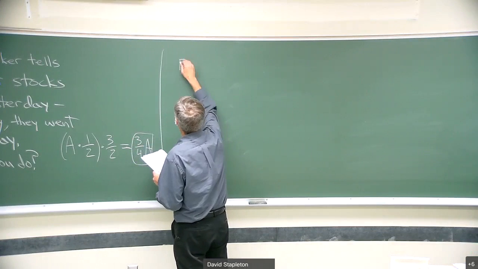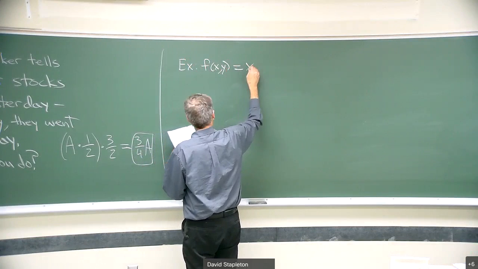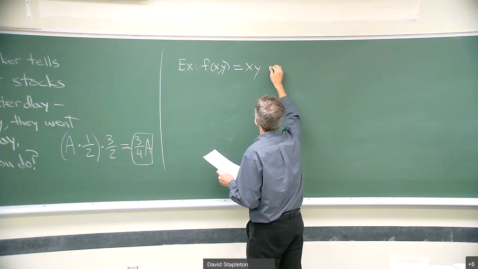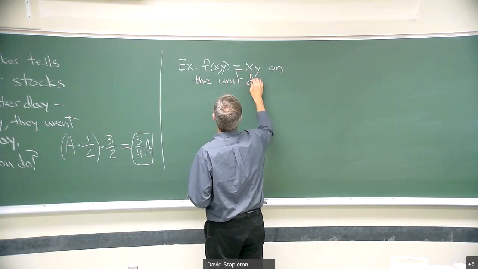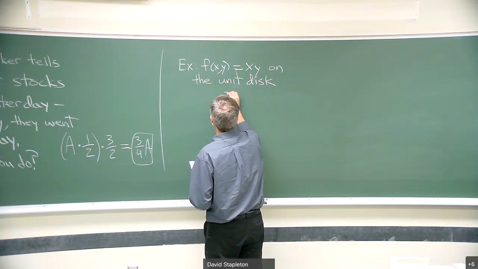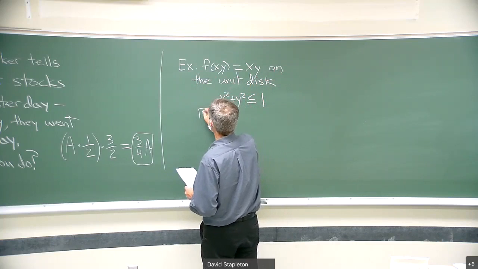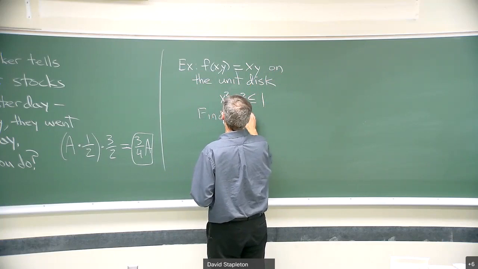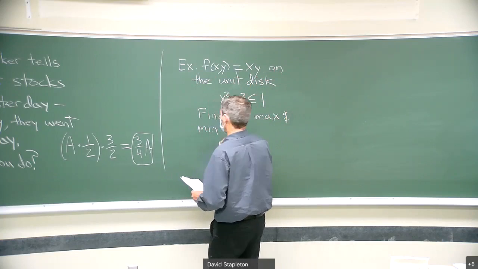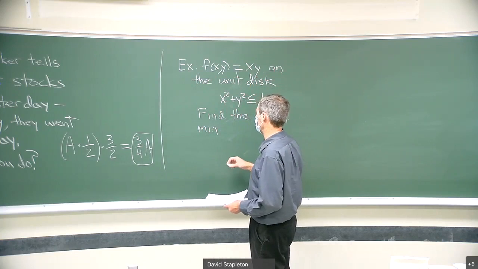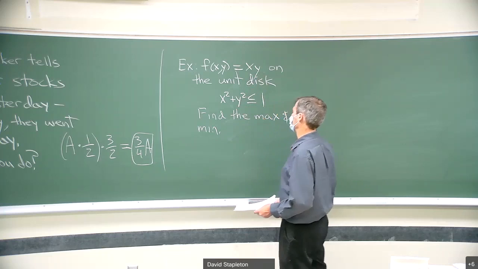We have this. Suppose f of x, y is x times y on the unit disk, x squared plus y squared less than or equal to 1. Find the maximum and minimum, meaning absolute or global maximum and minimum, not just a relative max or min, of this function on this region.